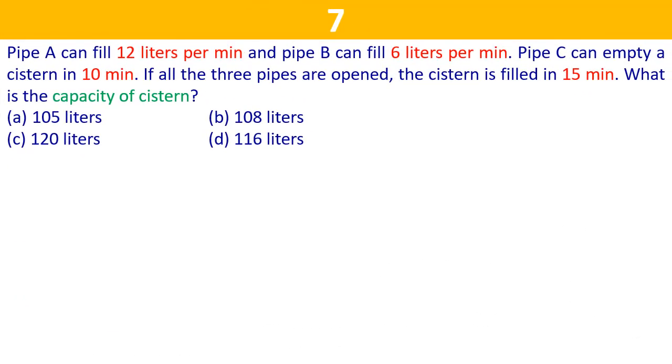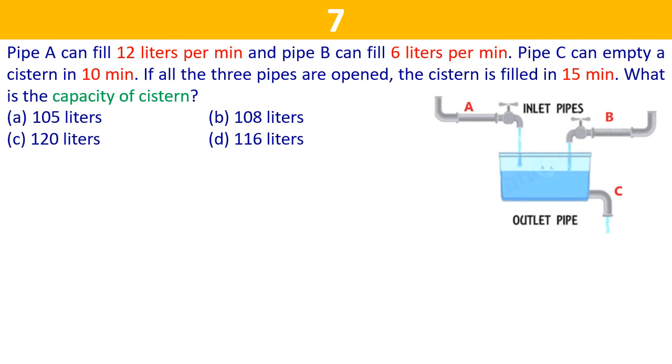Problem number 7. Pipe A can fill 12 liters per minute and pipe B can fill 6 liters per minute. Pipe C can empty a cistern in 10 minutes. If all the three pipes are opened, the cistern is filled in 15 minutes. What is the capacity of the cistern? Now this is the question where capacity of the tank is asked to you.